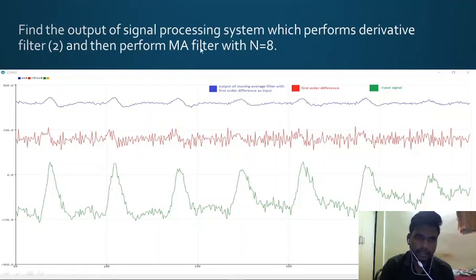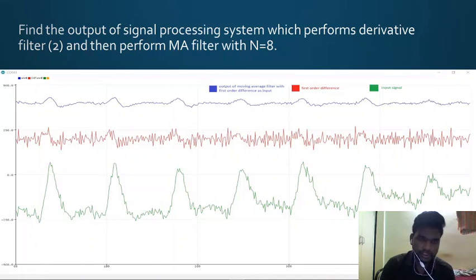And the last question: find the output of a signal processing system which performs a derivative filter and then a moving average filter with n equals 8. Now we have to pass the input signal through the derivative filter. Second derivative filter means first order derivative filter, and then perform the moving average filter with n equals 8. This is the input signal. We have to pass this signal through the first order derivative filter. This is the output of the first order derivative filter, and this output should be passed through the moving average filter with n equals 8. This is the output of that filter.